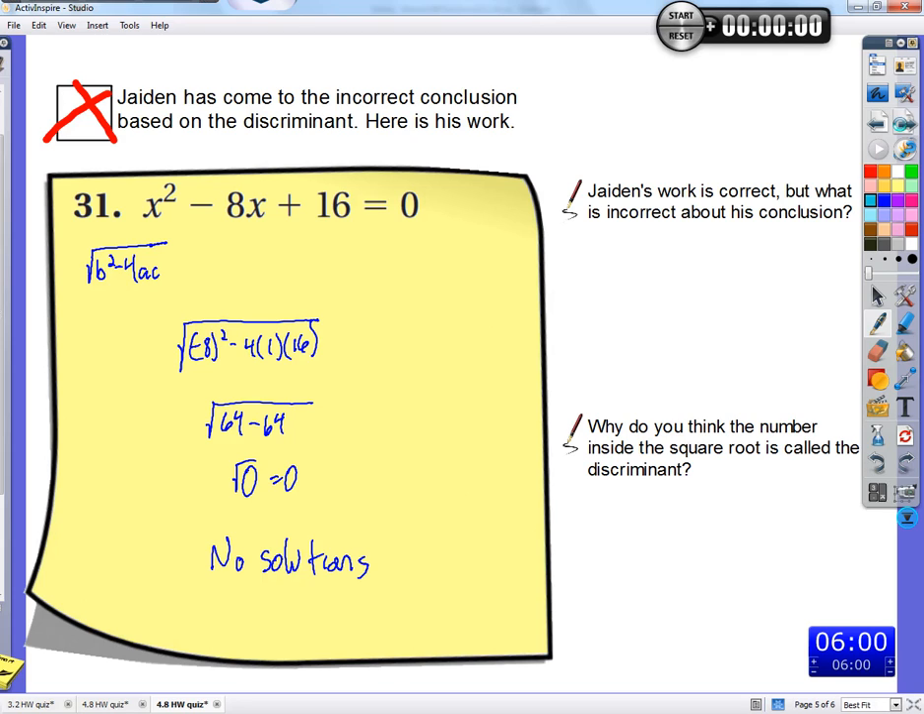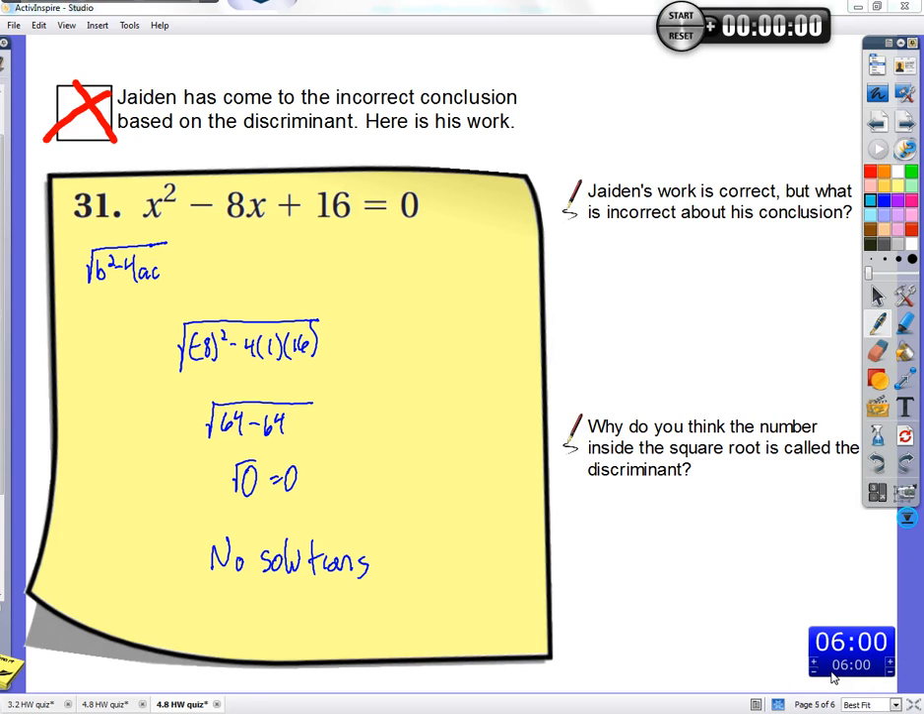So you think about it. If you got 0 in the square root, also keep in mind that this is part of the formula. There's more to the formula. What would it mean to you if you got a 0 in there? How many solutions would you get? And why has Jaden come to the wrong conclusion?